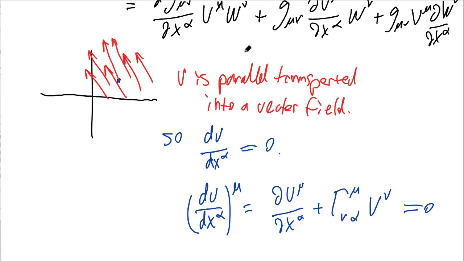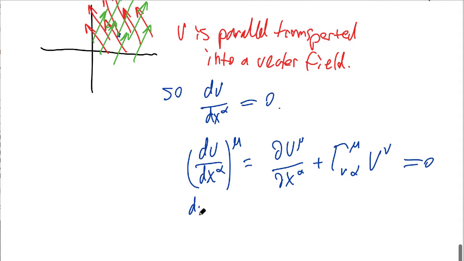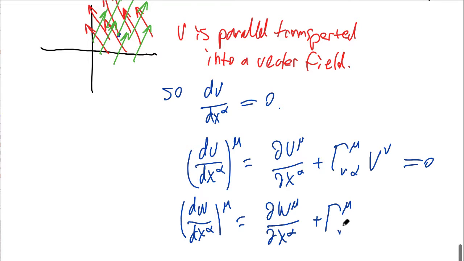And we can do the same thing for the vector field w. We can start with a vector at some point, or it could be a different point, and we define the field as obtained by taking this vector and parallel transporting it to other points in the neighborhood of that point. All right, so then we also have dw by dx alpha, the muth component, is equal to partial w mu with respect to x alpha plus gamma mu nu alpha w nu equals 0, since w has been parallel transported throughout the space.